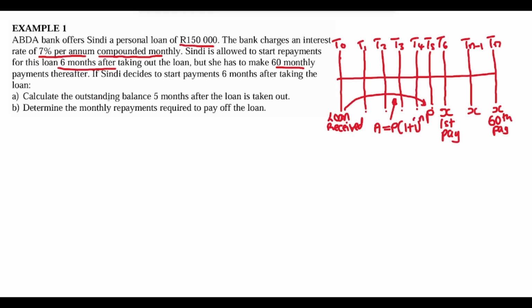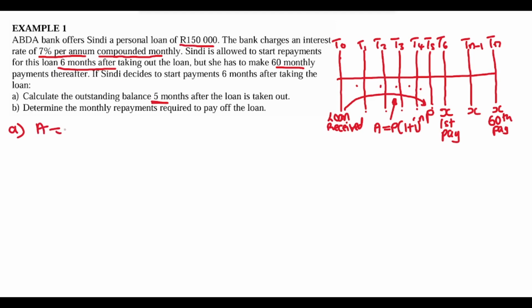It says calculate the outstanding balance 5 months after the loan is taken out. So this is what we're going to be doing here. This is 5 months after the loan is taken out: 1, 2, 3, 4, 5. This then becomes the new loan amount for the next 60 months, because we're told here that she has to make 60 monthly payments. Right, so let's do A.